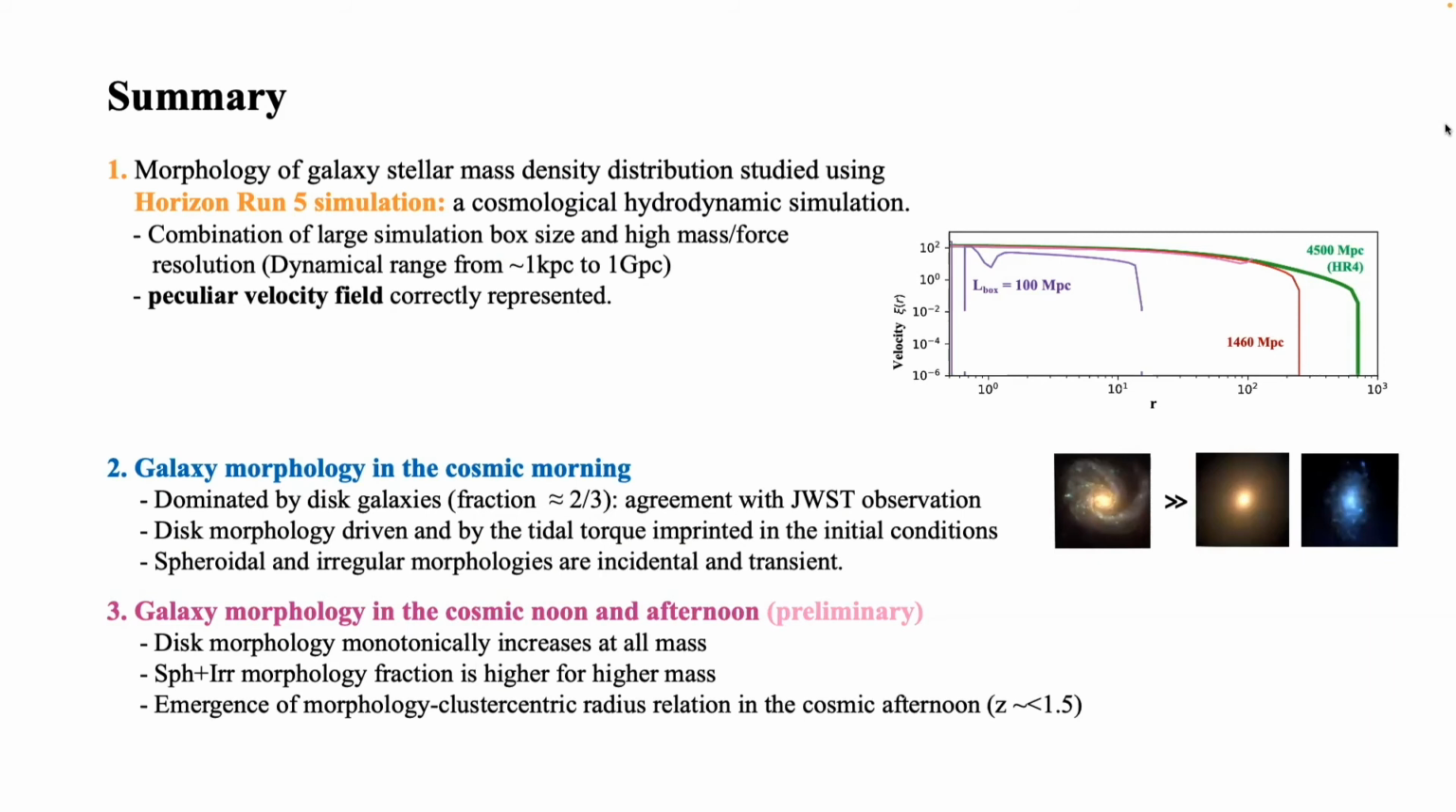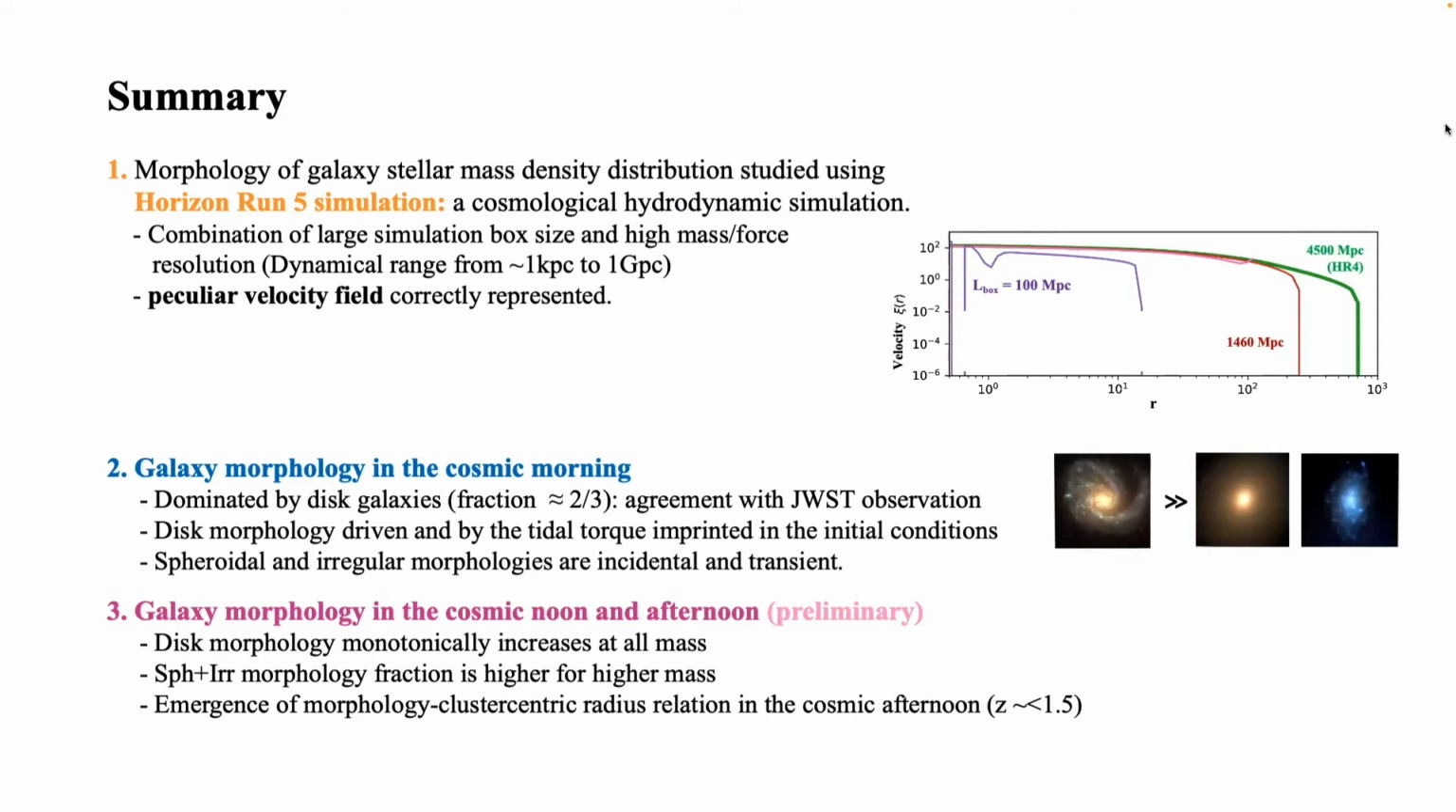So we studied the galaxies at high redshift, and we found 2/3 of galaxies are disk galaxies. And there is an amazing agreement with recent JWST observation. And we think this disk morphology is driven and maintained by the tidal torque imprinted in initial conditions.